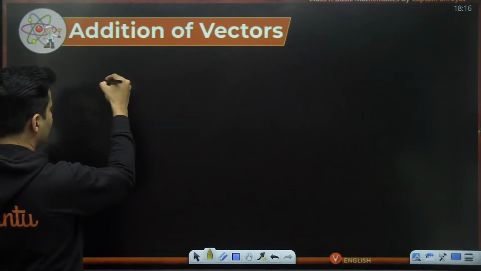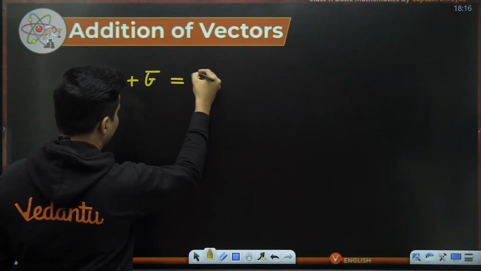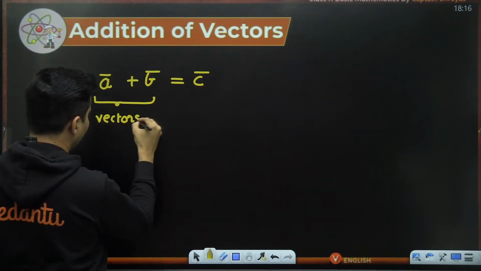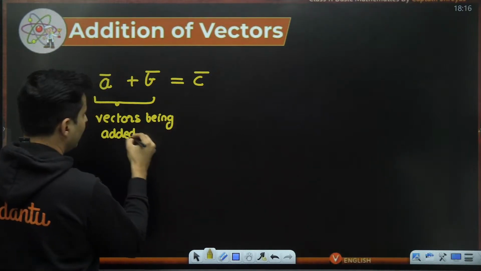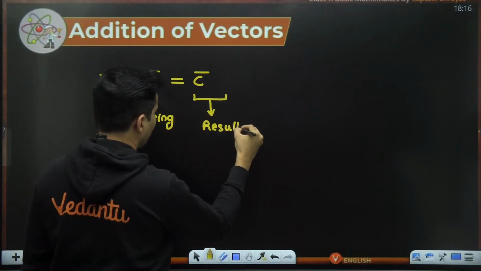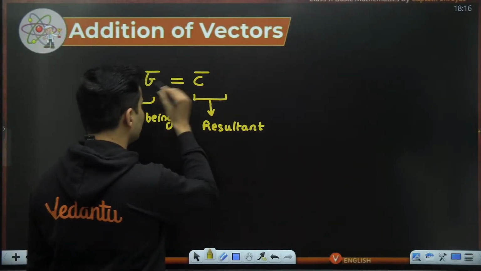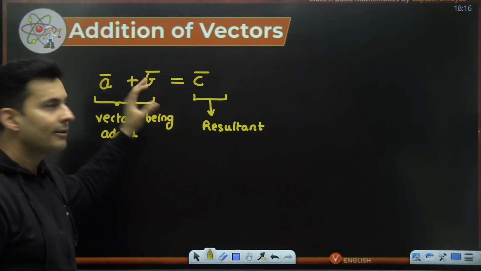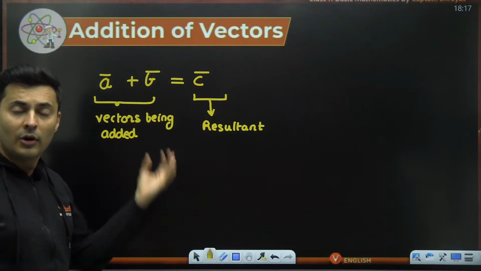If there are one or more vectors which are being added, let's say vector A and vector B is giving you, let's say, vector C. These are the vectors being added. And this over here is nothing but your resultant vector or net vector or effective vector or the vector sum. Okay, so this is how you basically show the vectors addition. It's also that vectors A and B can now be replaced by a vector C. So that is also the meaning of this equation.